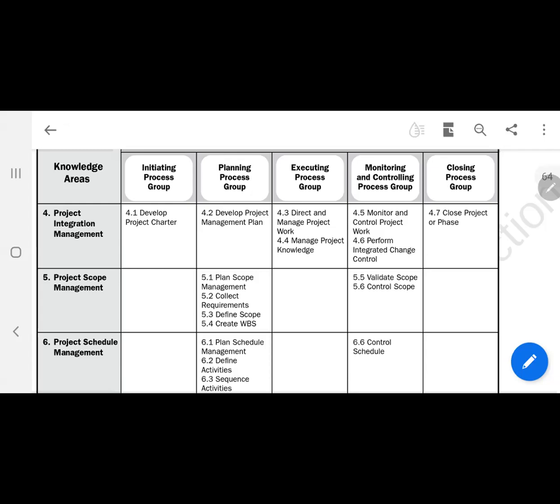Close project or phase, the input will definitely be what exactly? If you want to close your project, what are the first things you want to consider as the input? Closing date. The project charter. Yes, that closing date will be inside the project charter, right?